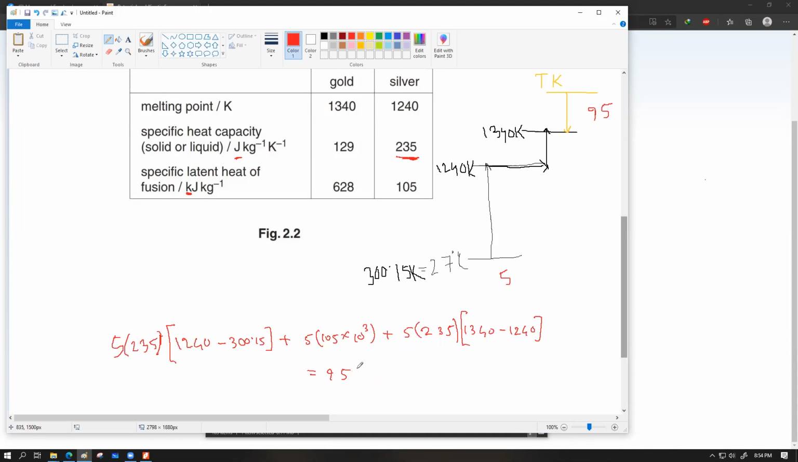So then it should be 95 multiplied by T minus 1340. Sorry, my bad. I need to write the specific capacity: 95 multiplied by the specific capacity of gold, which is how much? 129. Am I correct? Yes, correct. 129 multiplied by the delta theta for the gold, which is T minus 1340. Now this is your entire equation. You have to calculate the value of T out of this whole equation, and that's your answer. Now start giving me questions.